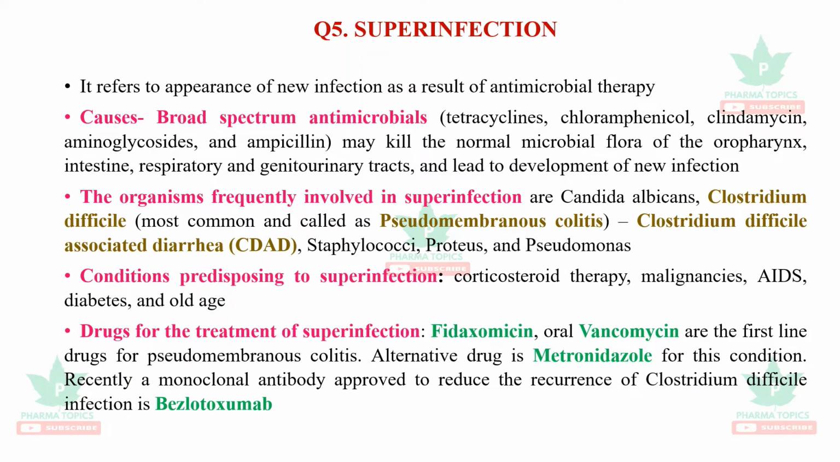The drugs for treatment of superinfection include fidaxomicin and oral vancomycin, which are the first-line drugs for pseudomembranous colitis. Alternative drug is metronidazole. Recently, a monoclonal antibody has been approved, which is called bezlotoxumab, for CDAD.